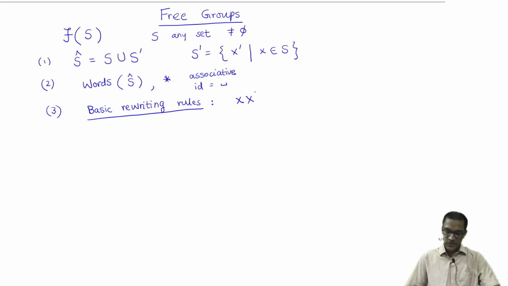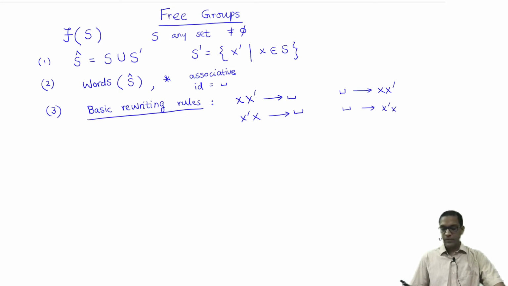Whenever I see a letter X next to the letter X prime, I can replace this word of length 2 by the empty word. Similarly, if I see X prime followed by an X, I am allowed to replace it with the empty word. And in fact, the way we wrote the basic rewriting rules, there are also the rules in reverse. These are two rules, and the opposite rules also are available. I can replace the empty word with X prime X, or with X X prime. So there are, in this case, 4 basic rewriting rules for each letter in S.